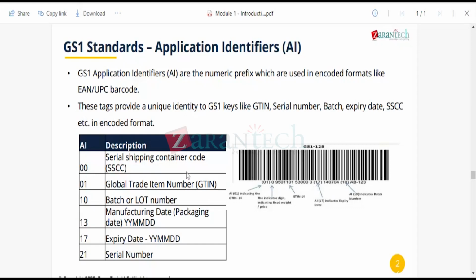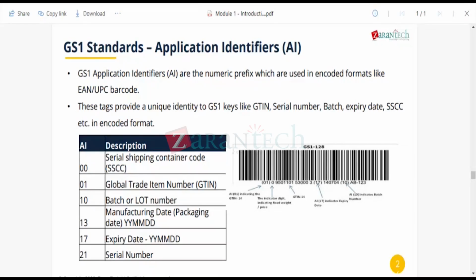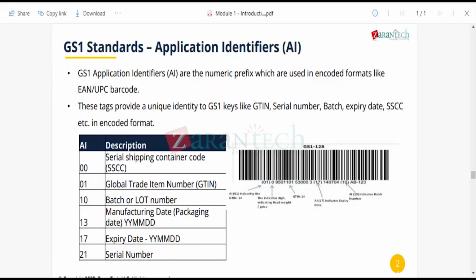There are other application identifiers, but for us these are enough. So 00 is SSCC, 01 is the trade item number, 10 is batch, 13 is for manufacturing date, 17 is for expiry date, and 21 is a serial number.